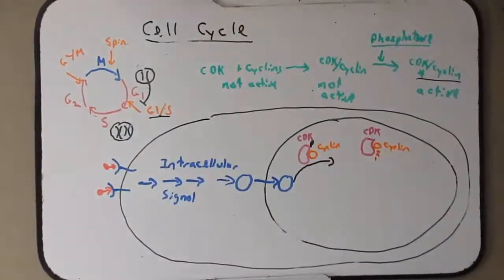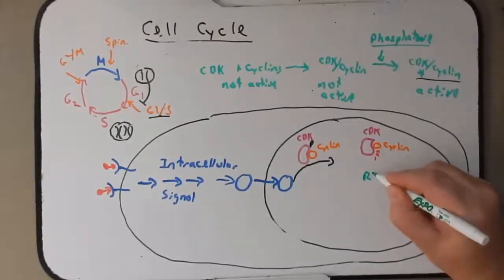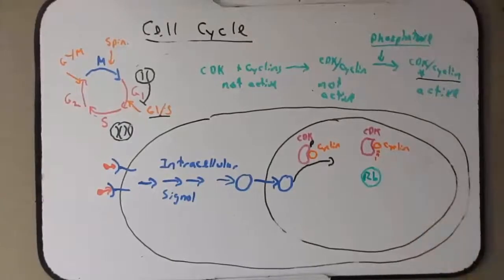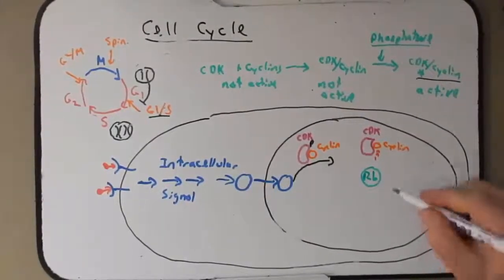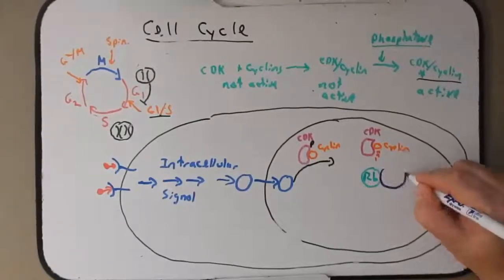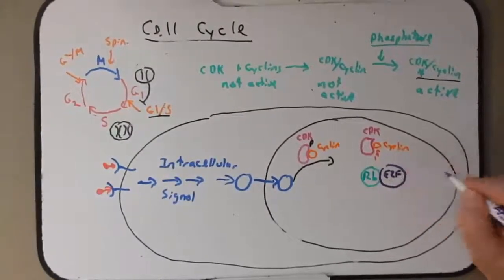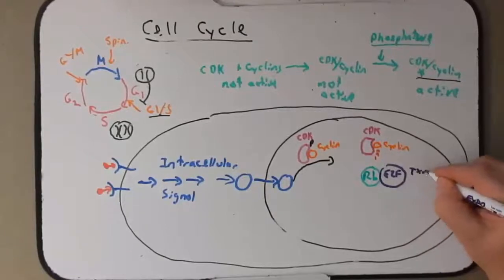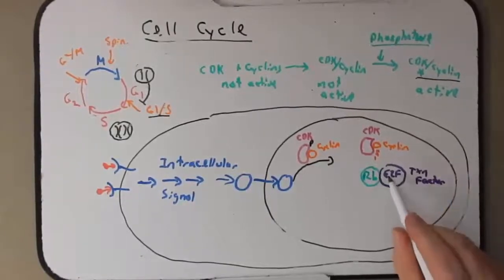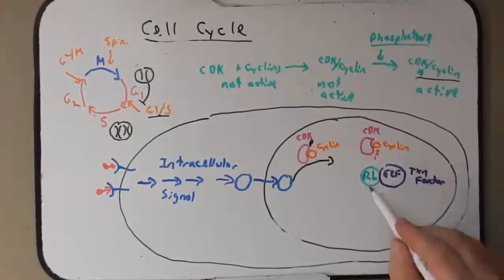So now we need to introduce two more proteins here. And that is RB, which stands for retinoblastoma, because it was first identified in the eye tumor called retinoblastoma. And it's bound to E2F. E2F is a transcription factor. But as long as E2F is bound to RB, it is inactivated.